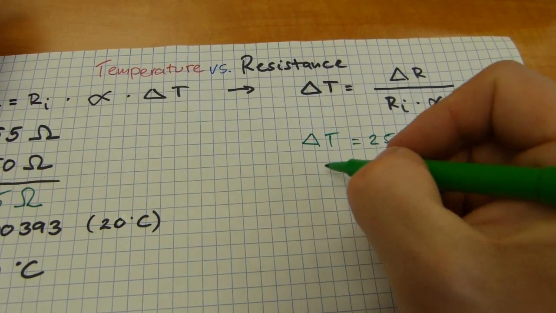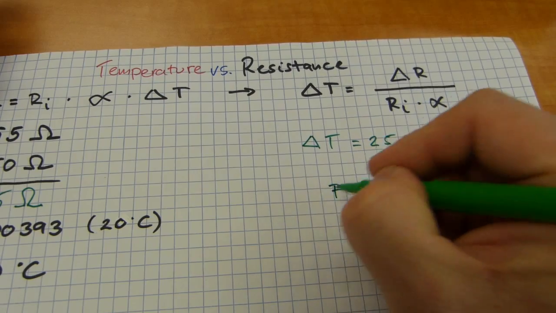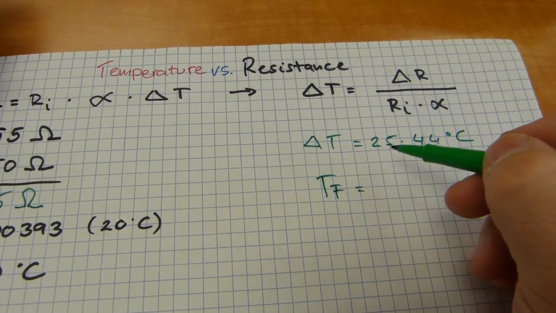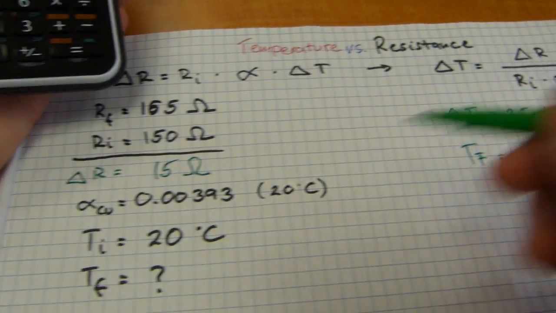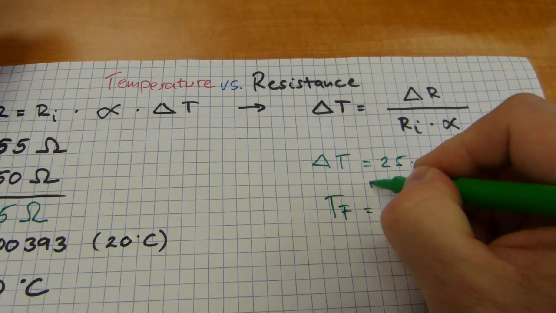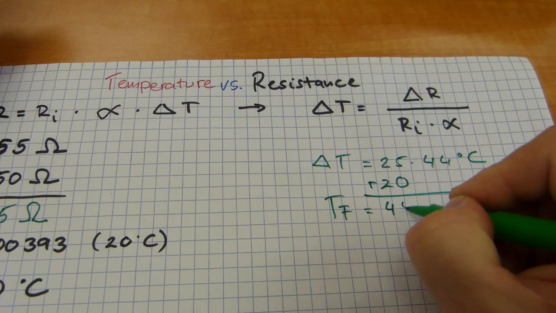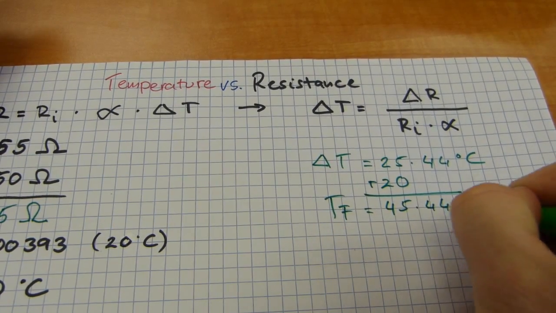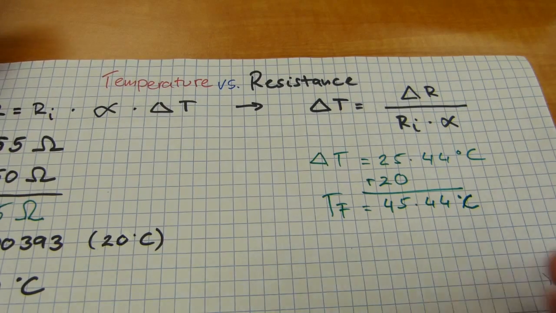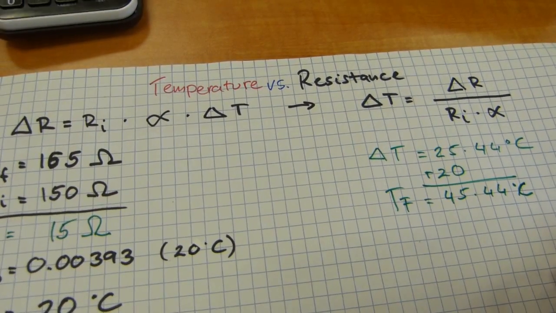And to get our final temperature, we need to get this difference added to the initial. So we just add the 20 to it. So that's 45.44 degrees Celsius. So that's kind of close.